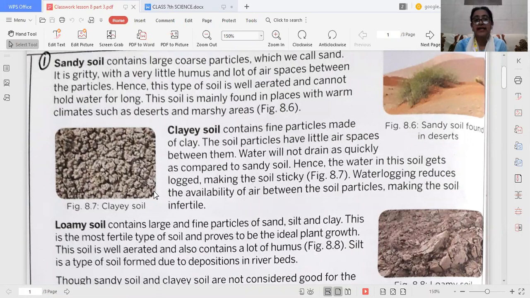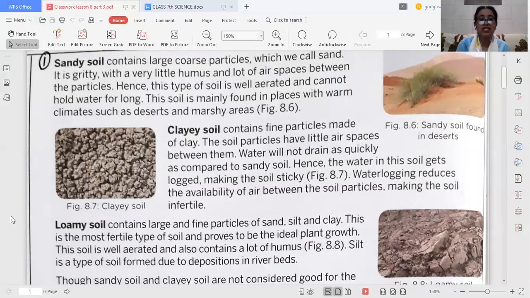If we go for sandy soil, it contains large particles we call sand, and it has very little humus, but the air space is very large. So this type of soil is well aerated. Well aerated means air is present sufficiently. But because the space in between is larger, it cannot hold water properly for a long time. So the water holding capacity of sandy soil is less, but it is well aerated.